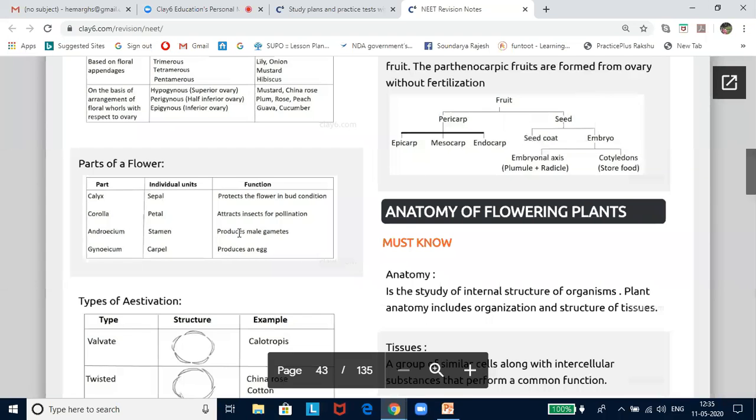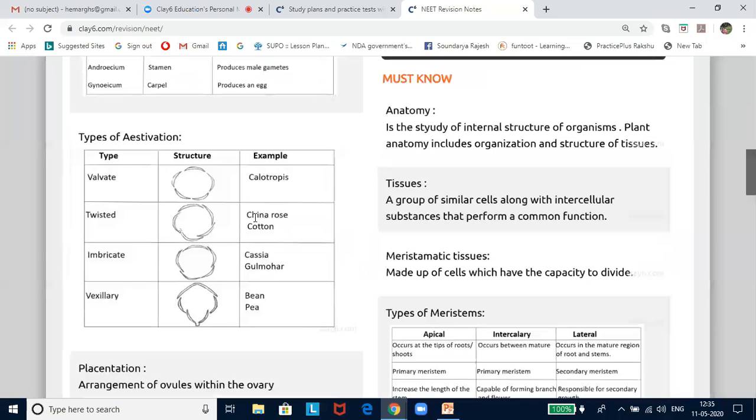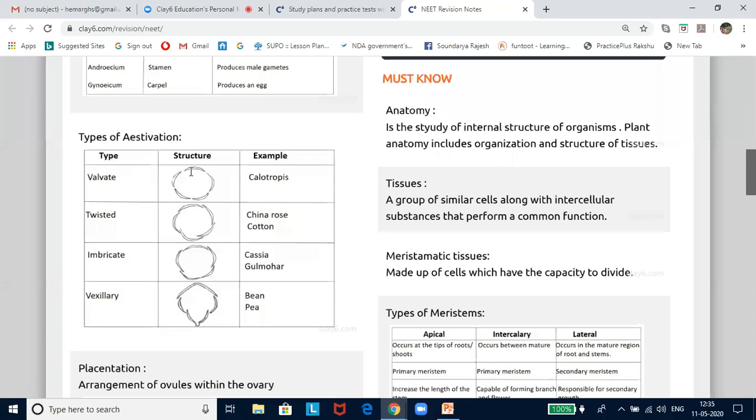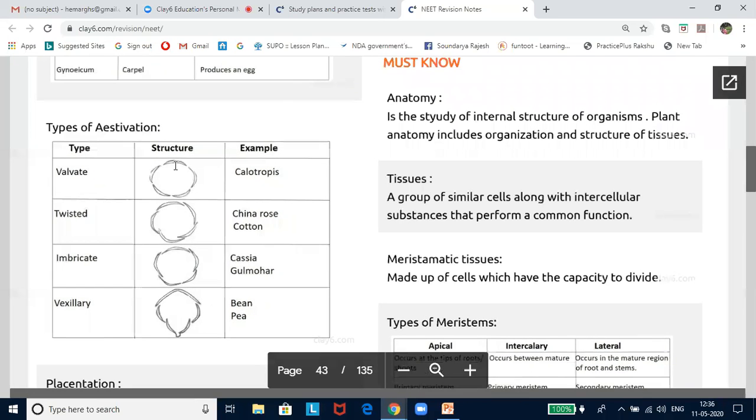Now let us get to know the types of estivation. You might have seen a calyx, you might have seen a corolla. Now what are the different types of estivation? Valvate, twisted, imbricate and vexillary. Now if you look at valvate estivation, all these things will be in the form of a whorl. So all will be touching at the edges only, and this is known as the valvate estivation. See, these diagrams are very important because they might give the estivation structure, and then they might ask you to identify the kind of estivation, or they can give you the example and then ask you to identify the estivation.